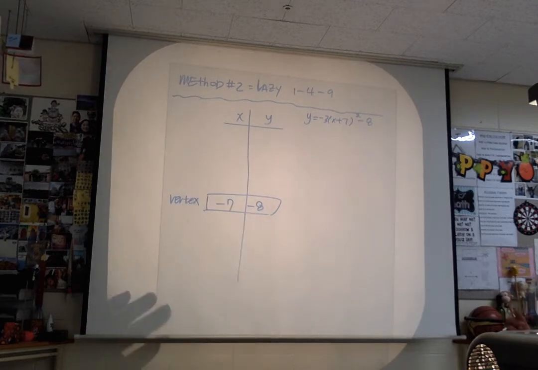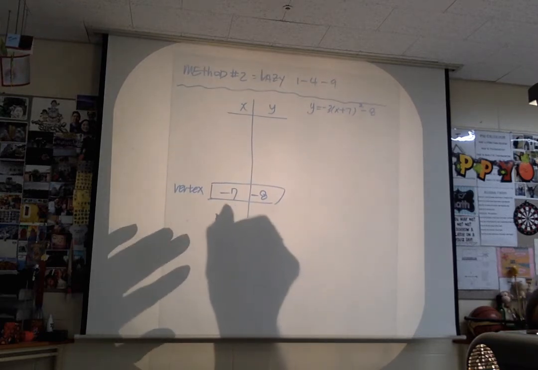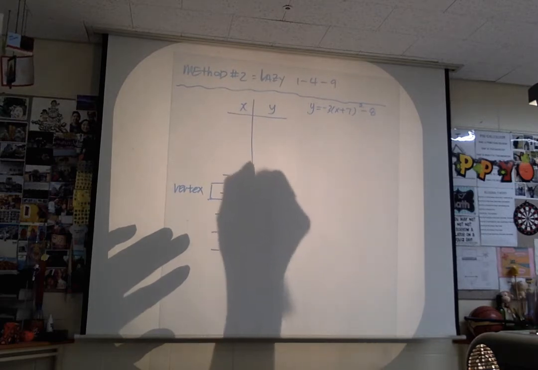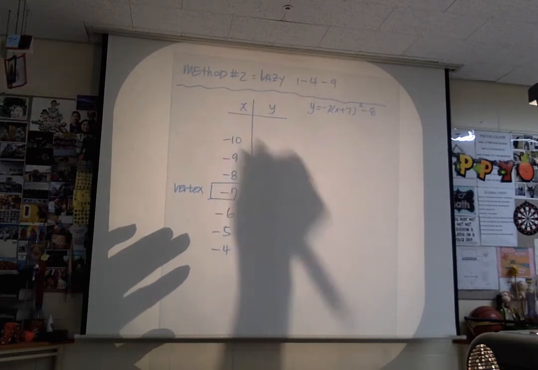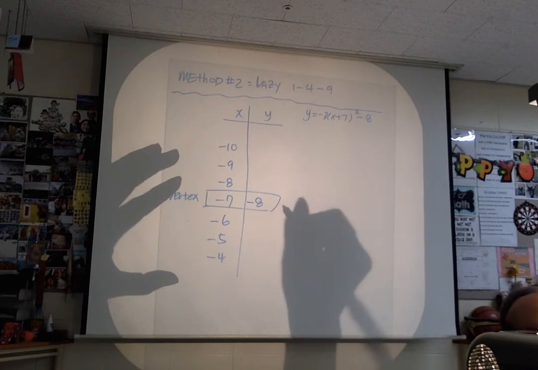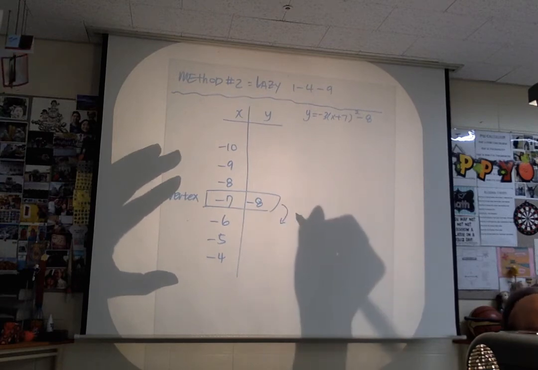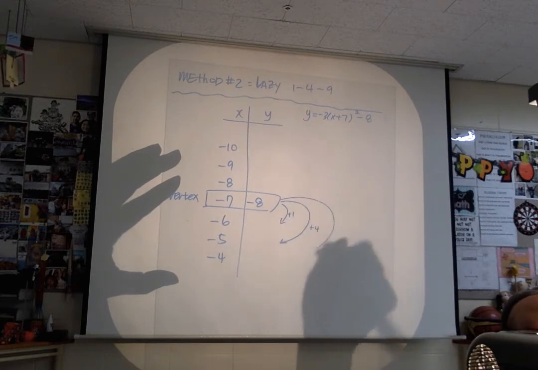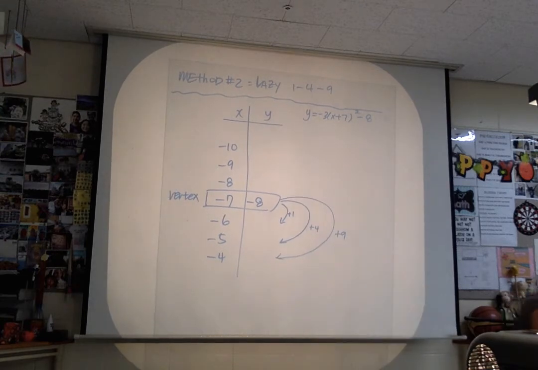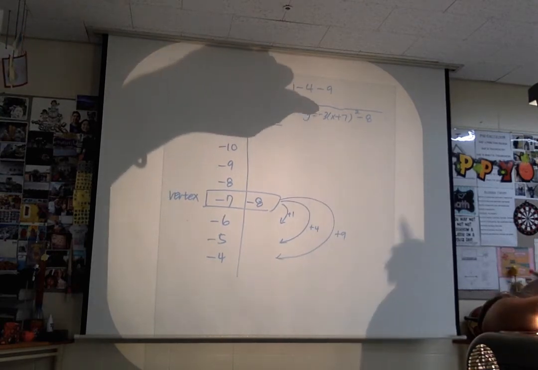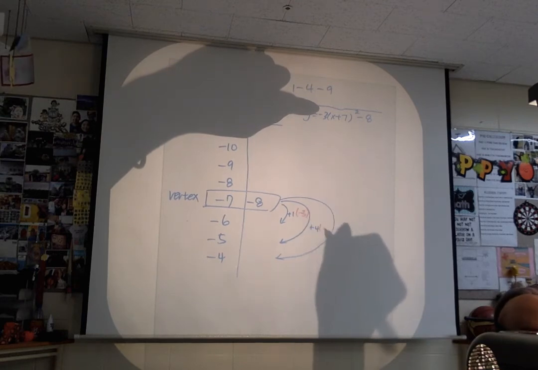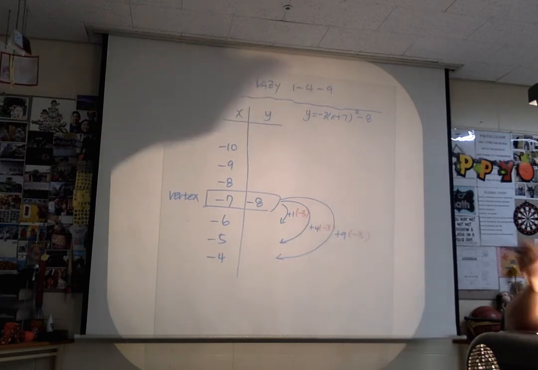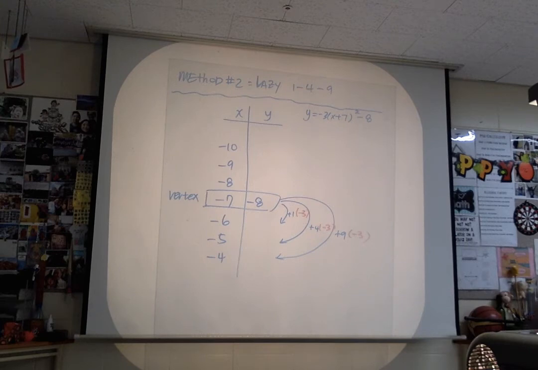Always start there. All right, we're going to go a few points to the right and a few points to the left. But now remember I said we always add 1, 4, 9. But we have an a involved, a negative 3. So we've got to multiply by negative 3, multiply by negative 3. Okay? So let's try that.